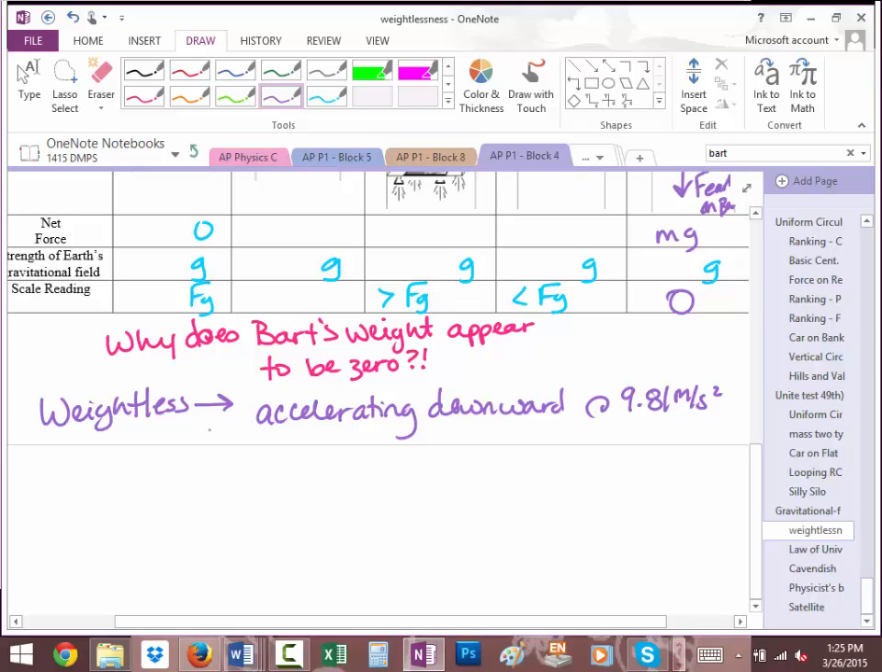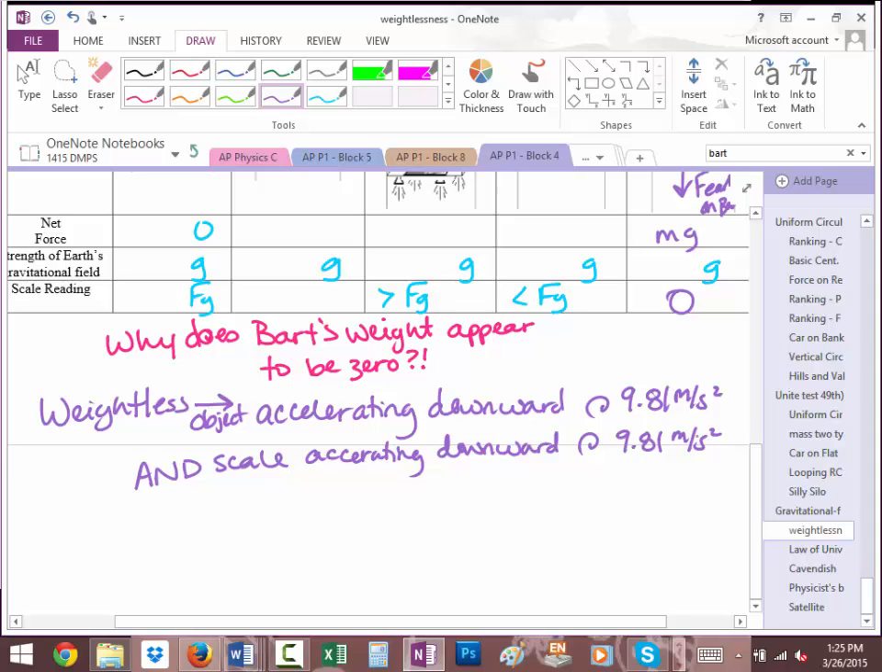So we're going to say, the object is accelerating downward at 9.81 meters per second squared, and the scale is accelerating downward at 9.81 meters per second squared. Does that make sense?